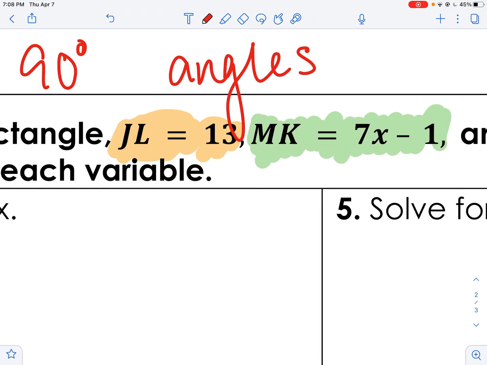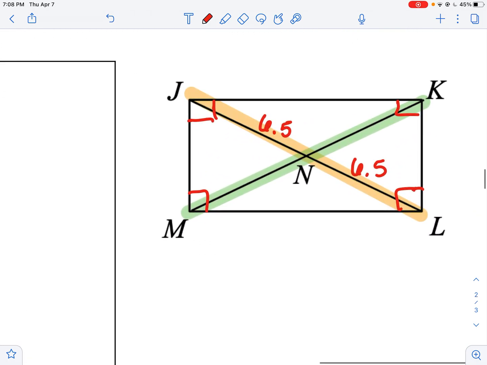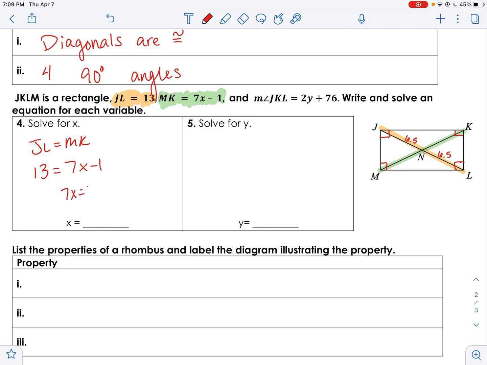Well, these are my two diagonals, JL and MK. And if those are my two diagonals, then they should be equal if that's a rectangle. So JL should be equal to MK, or 13 should be equal to 7x minus 1. So now I can solve for x. 7x should be equal to 14 if I add 1 to both sides, and x would be 2.